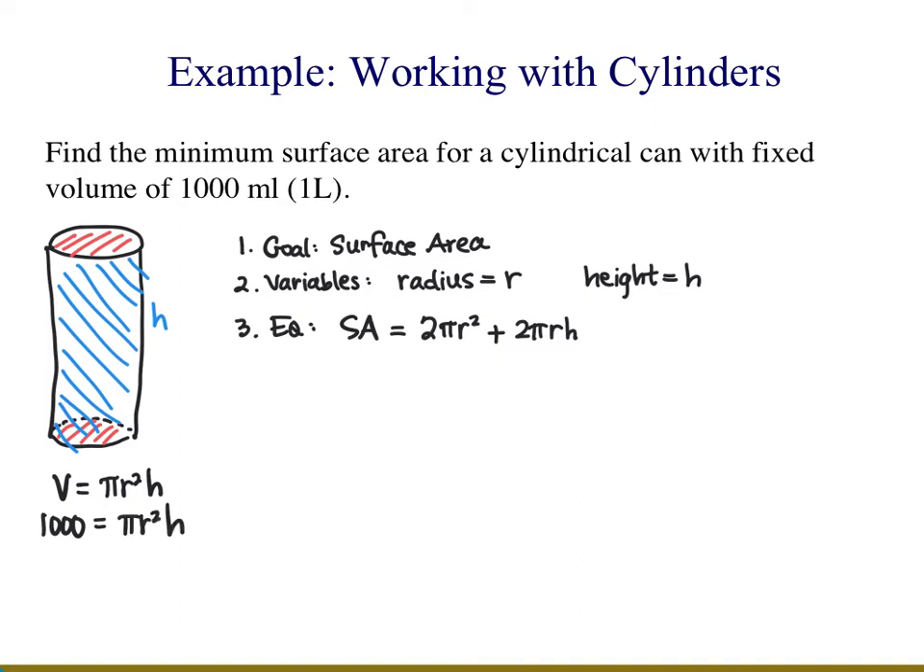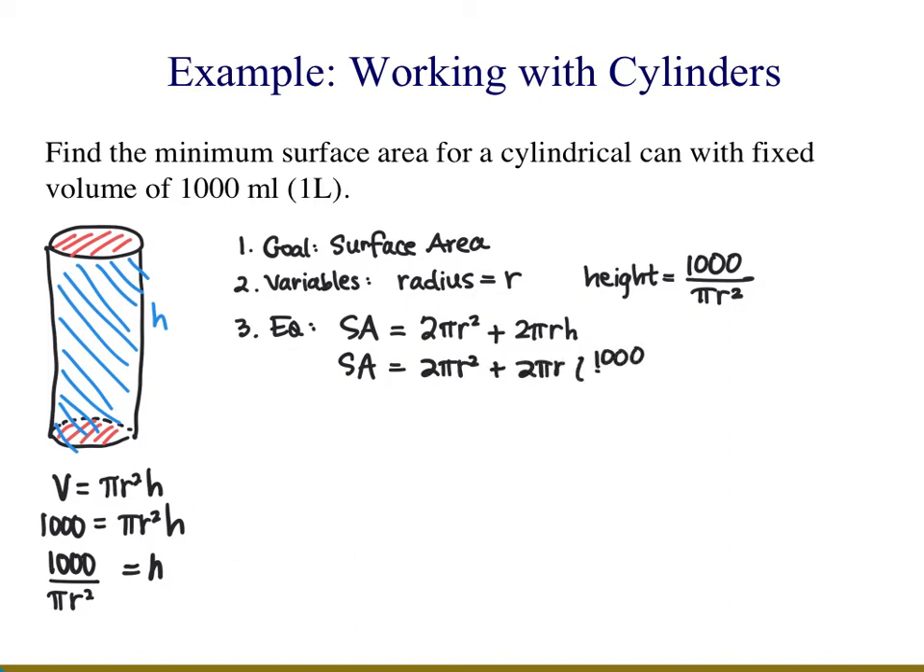Now that will allow me to get one of these variables alone. And it looks to me like h is the easiest, so that would be 1,000 over pi r squared. So rather than use height as the variable h, I'm going to use the expression 1,000 over pi r squared, which means I'm going to change my surface area equation to be 2 pi r times 1,000 over pi r squared.